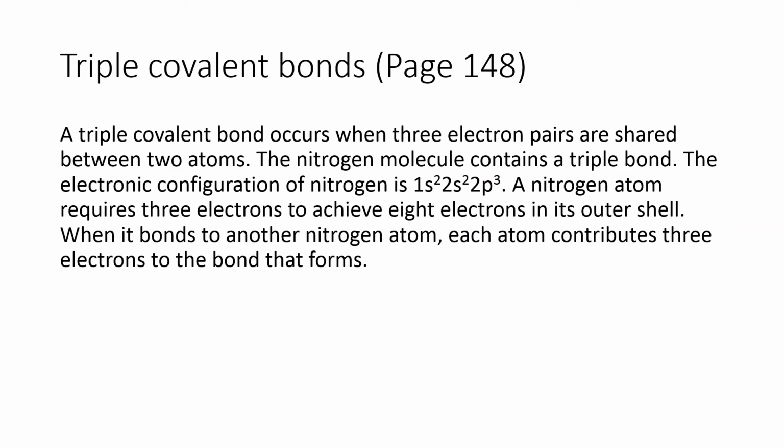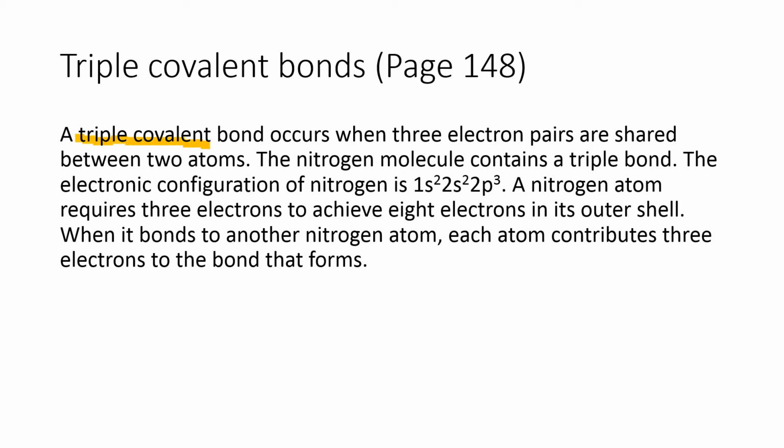Triple covalent bonds. When we talk about triple covalent bonds, we are talking about 3 electron pairs that are shared between the atoms. So it says here, a triple covalent bond occurs when 3 electron pairs are shared between the 2 atoms. So you see a nitrogen molecule contains a triple bond.